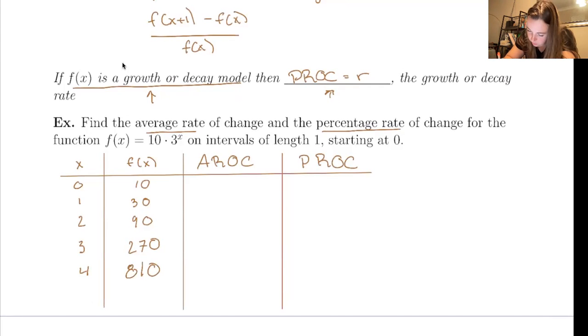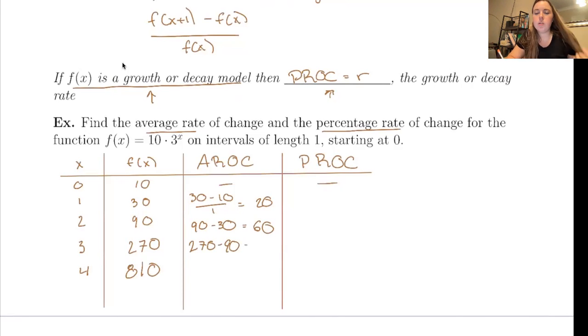Okay. So now I'm doing average rate of change. For the first one, we're going to do the average rate of change of that one and the one above it. So this is going to be 30 minus 10 over 1 minus 0. So it's going to be 20, and then it's going to be 90 minus 30. So 60, 270 minus 90. And I'm not dividing by anything here like we normally would, just because I'm going to divide by 1. So just saving a little space. 270 minus 90 is going to be 180. And then 810 minus 270 is going to be 540.